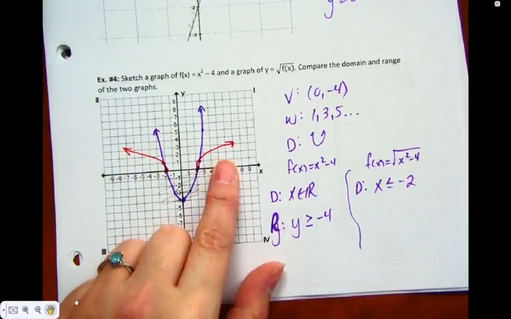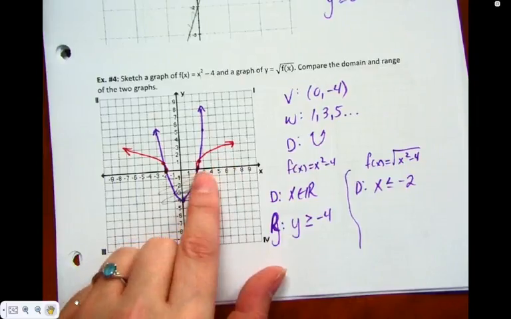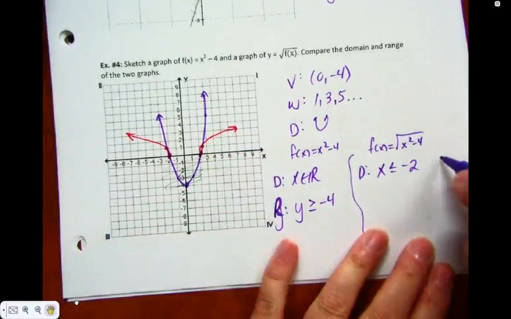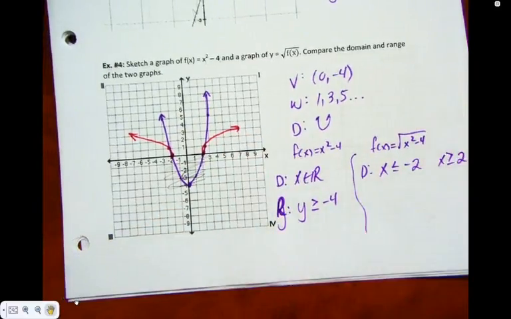And then I'm just going to do the right swoop separately. The lowest value is 2. Highest value is infinity. So x is greater than or equal to 2.